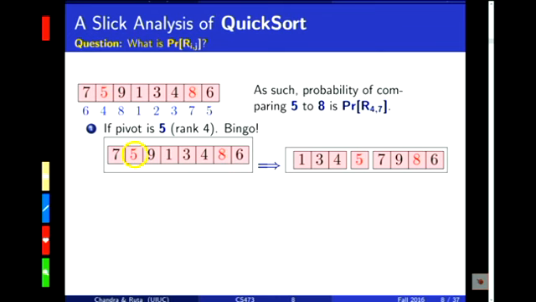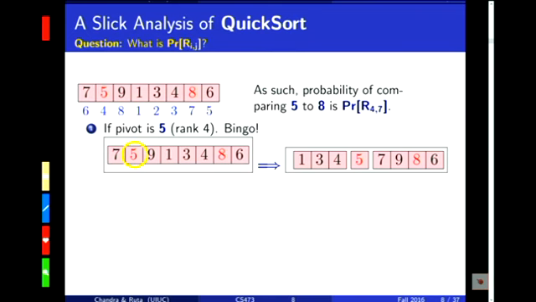Compare, right? Because I'm going to compare 5 with all the other elements to check which ones are smaller and which ones are bigger. So, great, it will be compared. And once we compare it, they are separated, right? Now, I'm not going to compare 5 and 8 again, ever, because I'm going to recurse on the subproblems. And so, no more comparison with that.